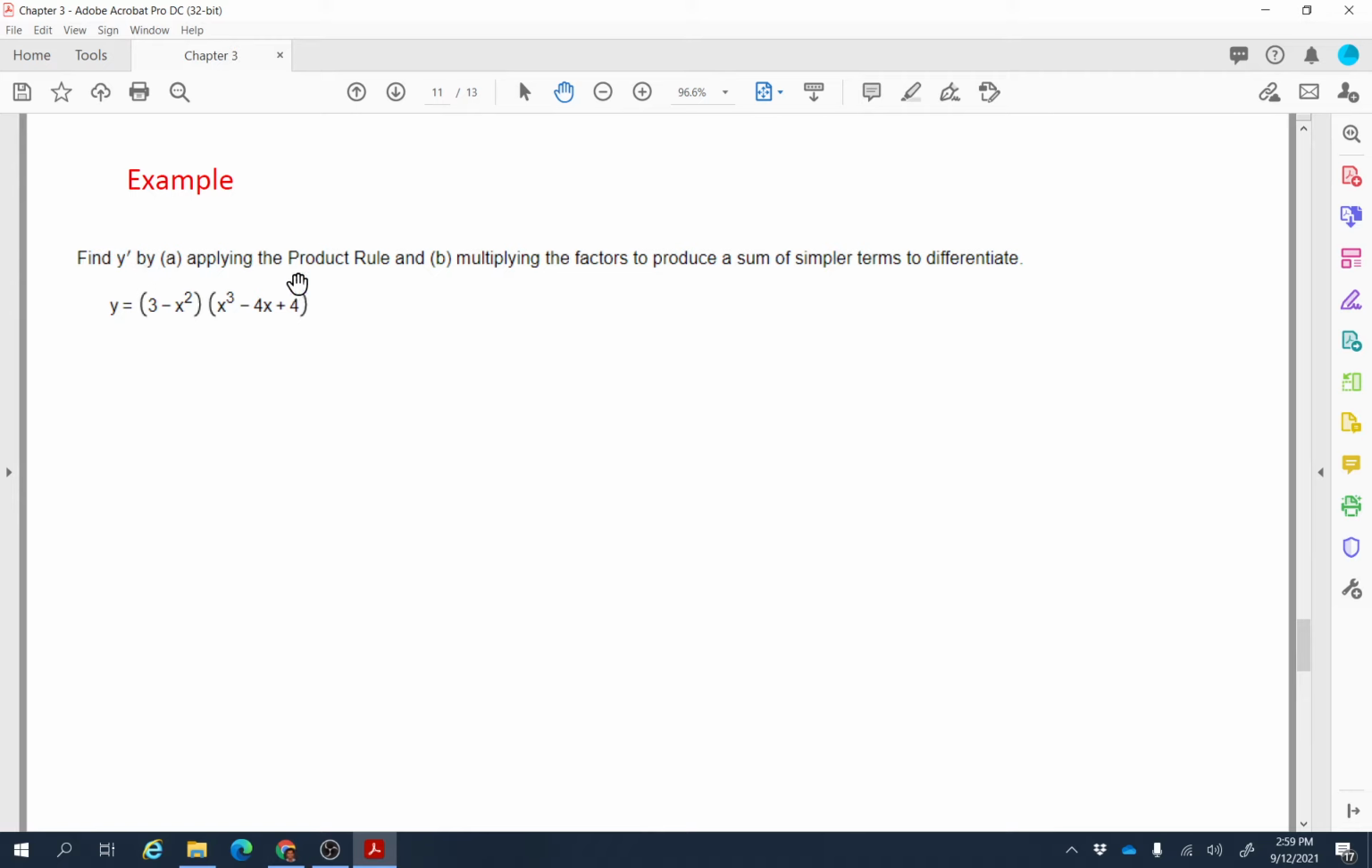Find y prime by applying the product rule. So first we apply the product rule. If you remember, the product rule is the derivative of the function f of x times g of x. The product is the derivative of the first function times the second one plus the first function times the derivative of the second one. Okay, so in this case, let's say this is f. To apply this product rule, find f prime. F prime means the derivative of this function, which would be the derivative of 3, which is 0, minus the derivative of x square, which is 2x. That's f prime.